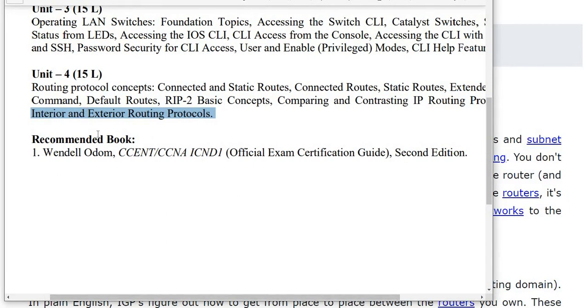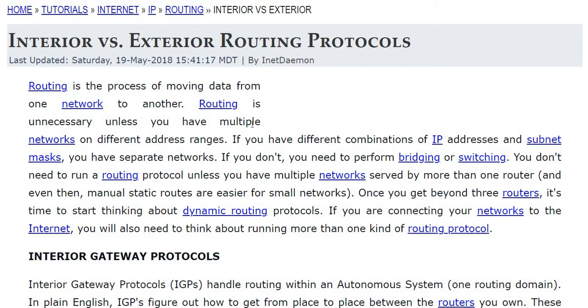Okay, anyway, this is our last unit. Unit number 4 is the last unit. We almost completed the syllabus of this network administration. And the last point is the interior and exterior routing protocol. I'm not yet finished the PPT. Let's see some of the tutorials in the website here.